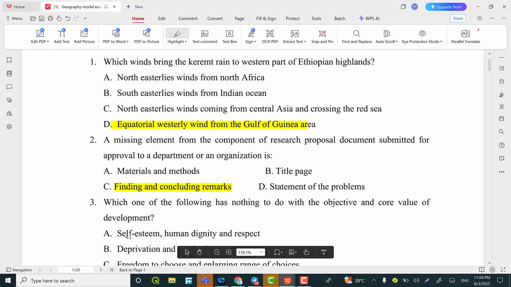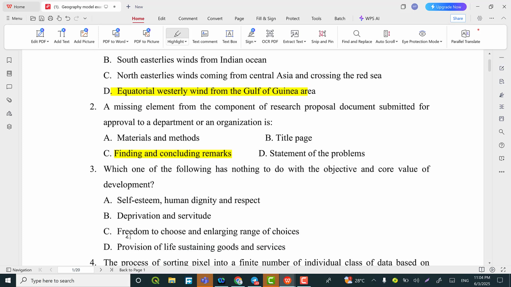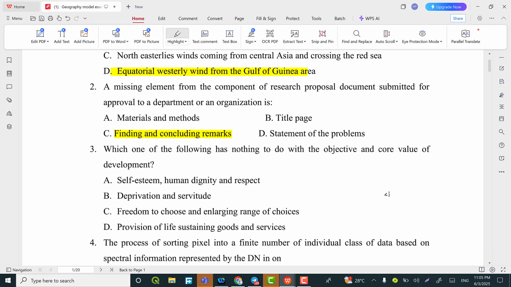The third question is, which one of the following has nothing to do with the objective and core values of development? A. Self-esteem, human dignity and respect. B. Deprivation and servitude. C. Freedom to choose and enlarging the range of choices. D. Provision of life-sustaining goods and services. So the answer is simply deprivation and servitude.